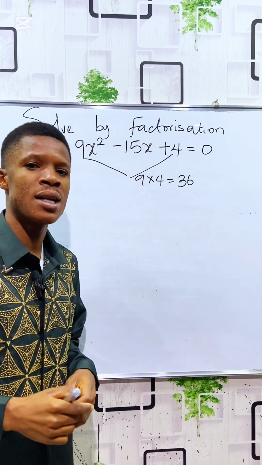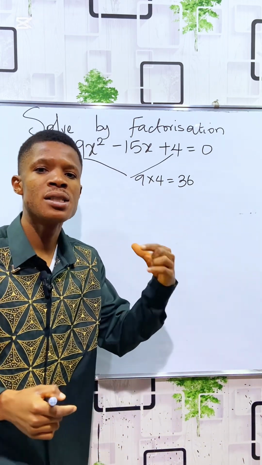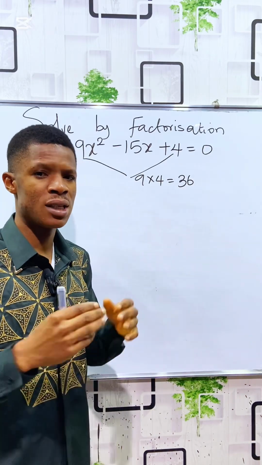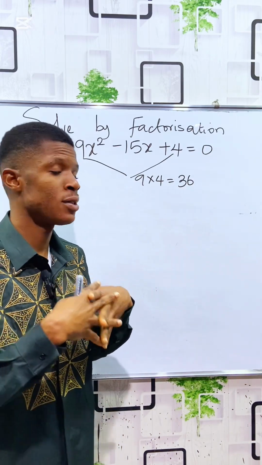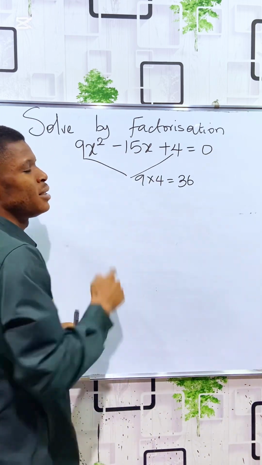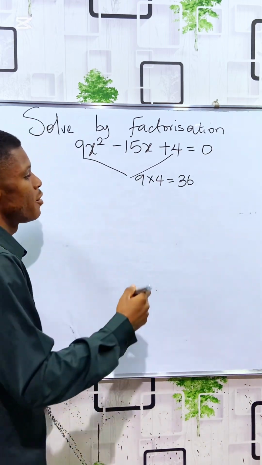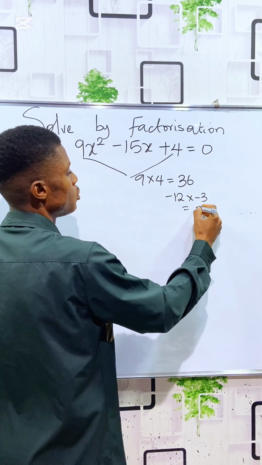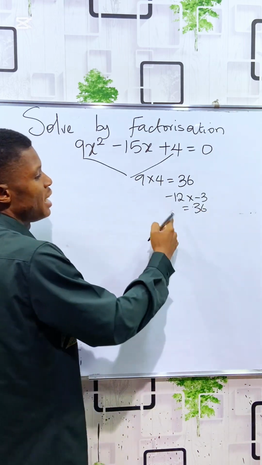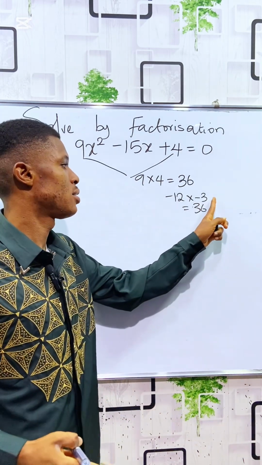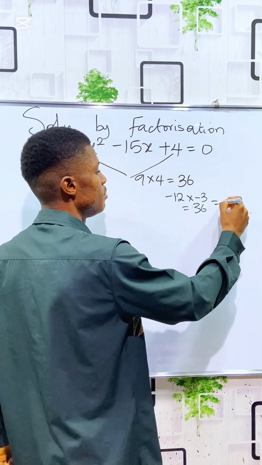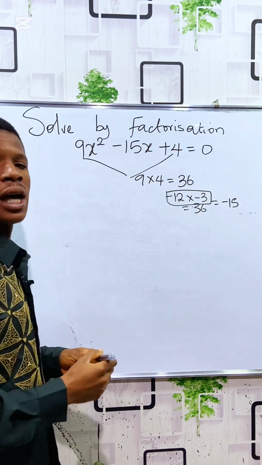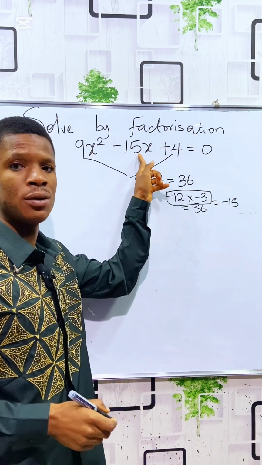The job now is to think of two numbers that if you multiply them together, you get 36, but if you add them, you get the middle term, minus 15. You can see that if we multiply minus 12 and minus 3, we get 36. And if you add minus 3 to minus 12, you also get minus 15. This factor pair satisfies what we need.